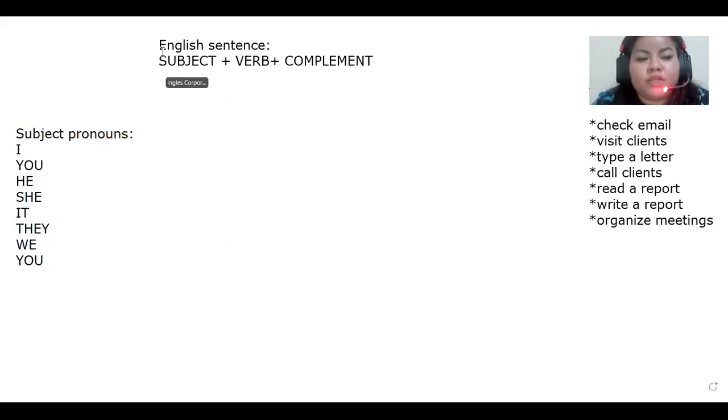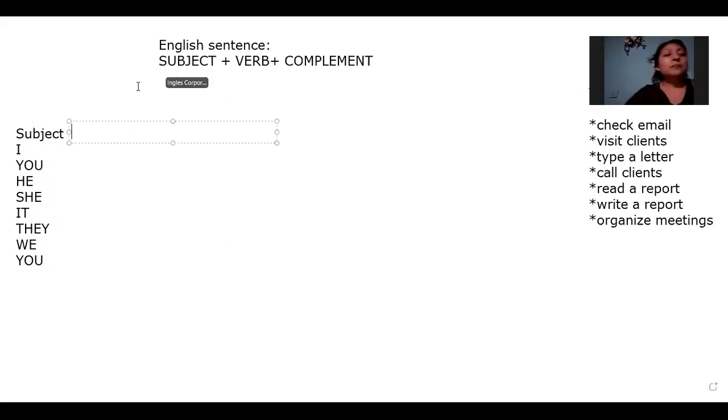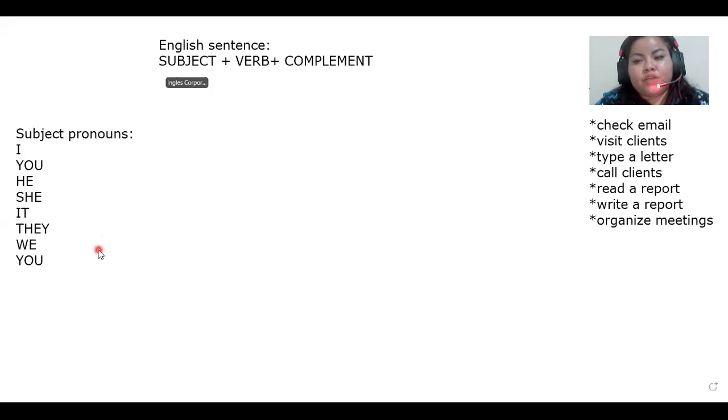Remember, we need a subject. Then we need a verb. And then we need a complement. Now that we have the subject pronouns and the vocabulary, look at the subjects and the vocabulary. Subject, verb, complement. Now, I am going to write one example.